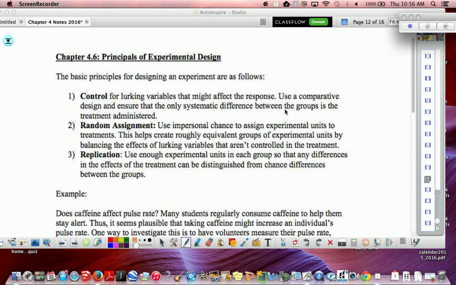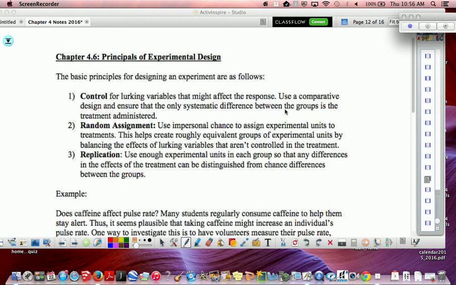So, the three things that you want to talk about, and we talk about the principles of an experimental design, are control, random assignment, and replication. When we're talking about control, we want to first of all have a control group, and then second of all, we want to try to set it up and have control of those lurking variables. So when we design the experiment, we'll talk about things we can do to factor out things that could give other explanations to why we're getting the results that we're getting.